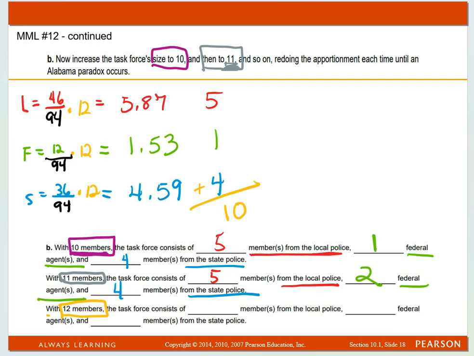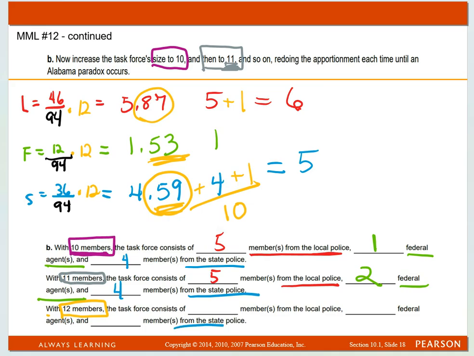Now remember, we're dealing with 12 here. That only adds up to 10. So 0.87 is the largest, so one more seat goes there. And then between the 0.53 and the 0.59, 0.59 is largest, so one seat goes there. So that means the local police have a total of 6, Fed is at 1, and the state police 4 plus 1 is 5. So for the state police, that's a 5, and the feds, that's a 1, and the local police is 6.